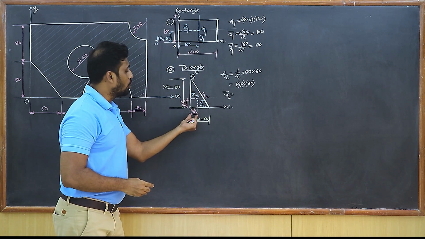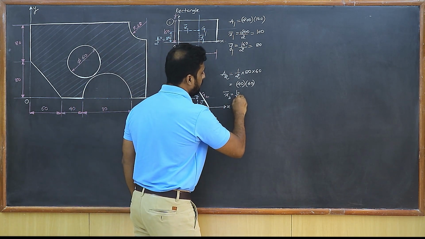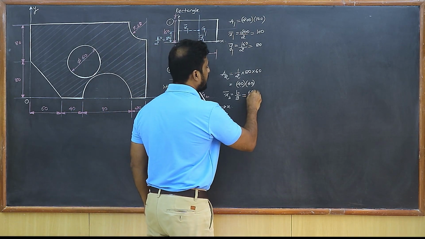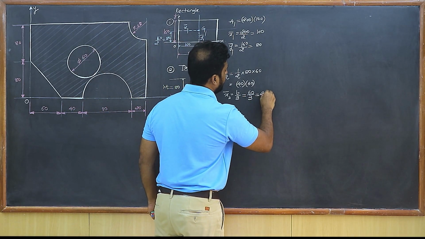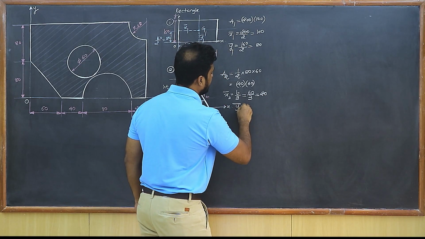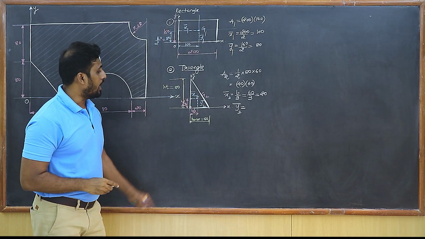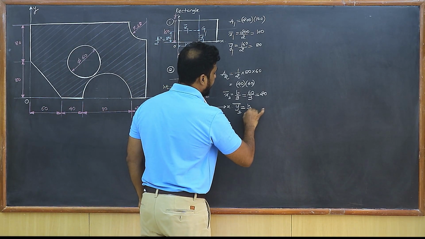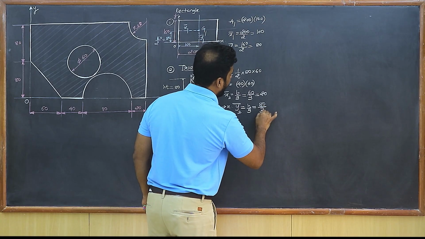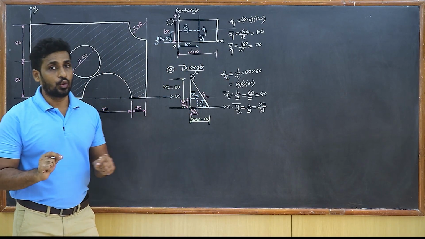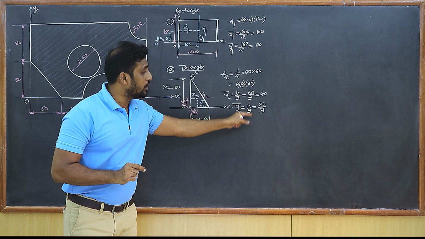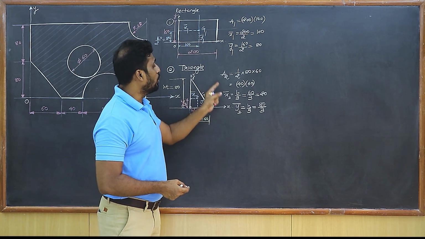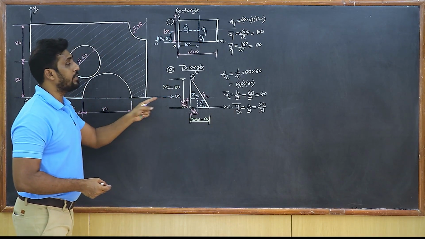Now let's get X2 bar. So students, X2 bar is going to be B upon 3. And how much is the value of B? The base is 60. So it is 60 upon 3, which becomes equal to 20. And students, let's get Y2 bar also. So what's Y2 bar? Y2 bar is going to be H upon 3. H is 80. So I get 80 upon 3. Again, as I said, there is absolutely no need to do the division 80 upon 3. You can leave the answer 80 upon 3 as it is. So that is nothing but A2, X2 bar and Y2 bar for the second shape, which is a triangle.